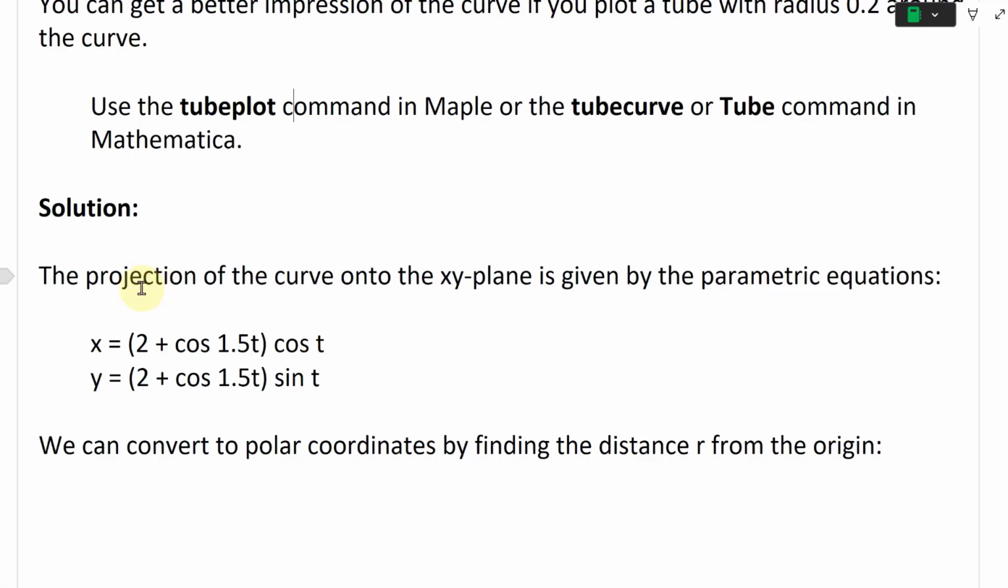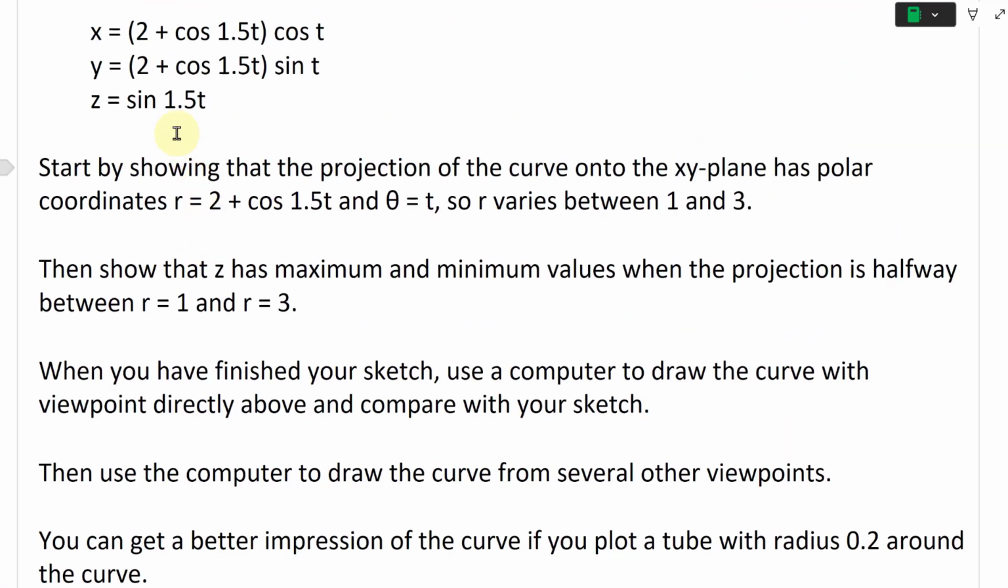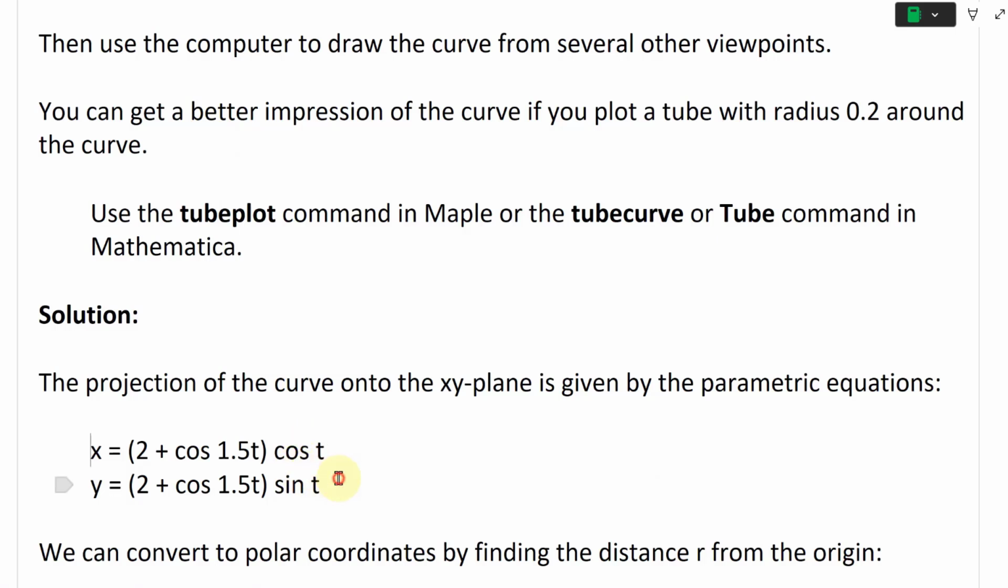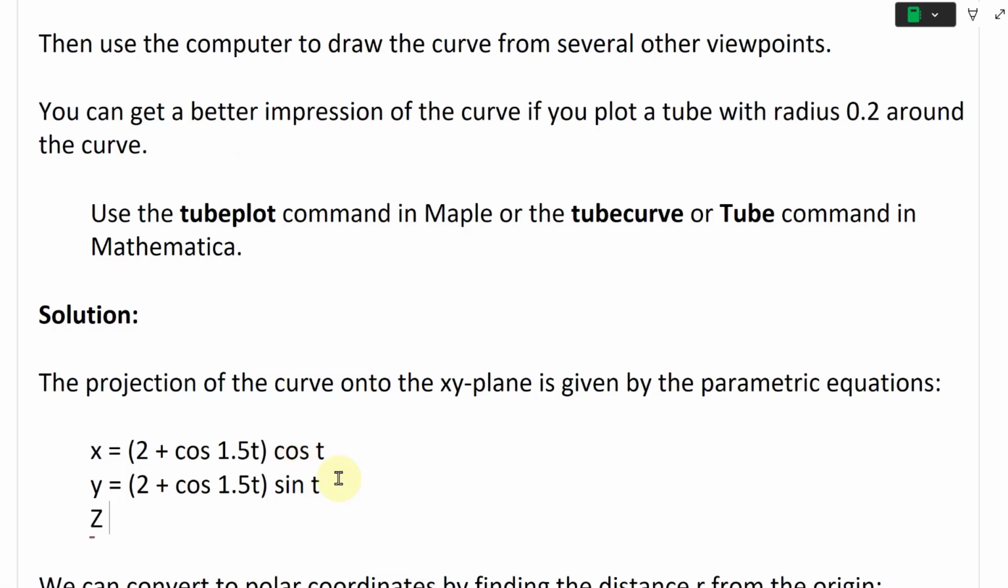So the projection of the curve onto the xy plane is given by the parametric equations, and we just take the x and y components, and then we just set z equal to 0. If we set this equal to 0, then that's just going to be the graph right on it. So I'll put that for completeness. The solution panel didn't include it, but I like including it. This equals 0, like that.